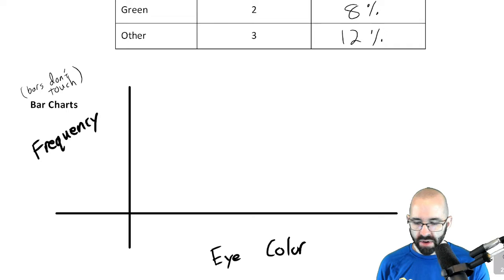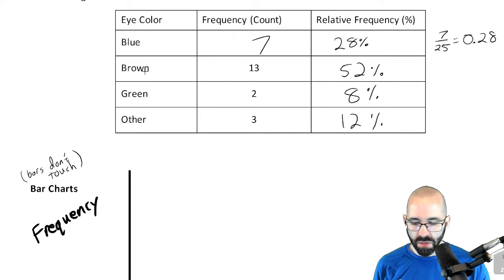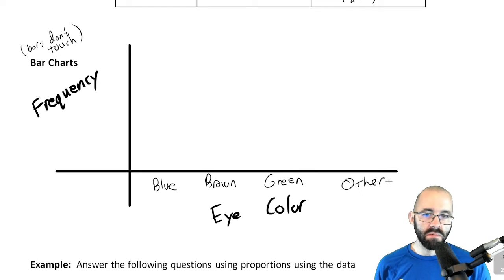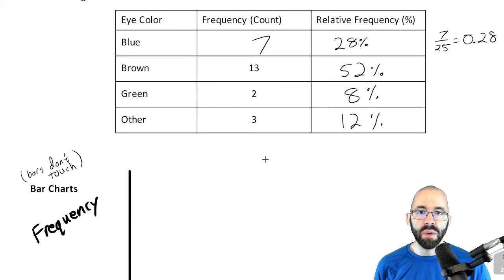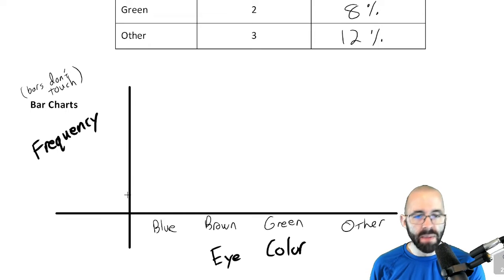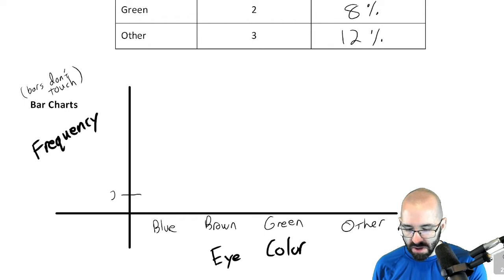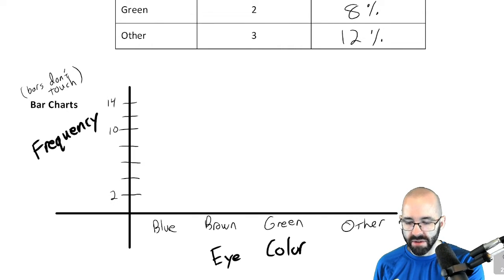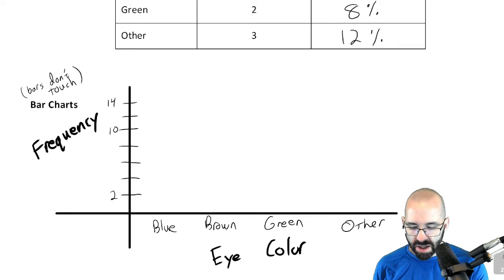All right, so then we have, what are the eye colors? We'll put them down here: blue, brown, green, and other. And then we'll just make bars that are as high as they need to be for the frequency. So our frequencies range from 2 up to 13. So maybe it makes sense to count by 2: 2, 4, 6, 8, 10, 12, 14. That way it's going to be a little easier to graph it. And you don't have to use different colors, but it can be kind of fun.